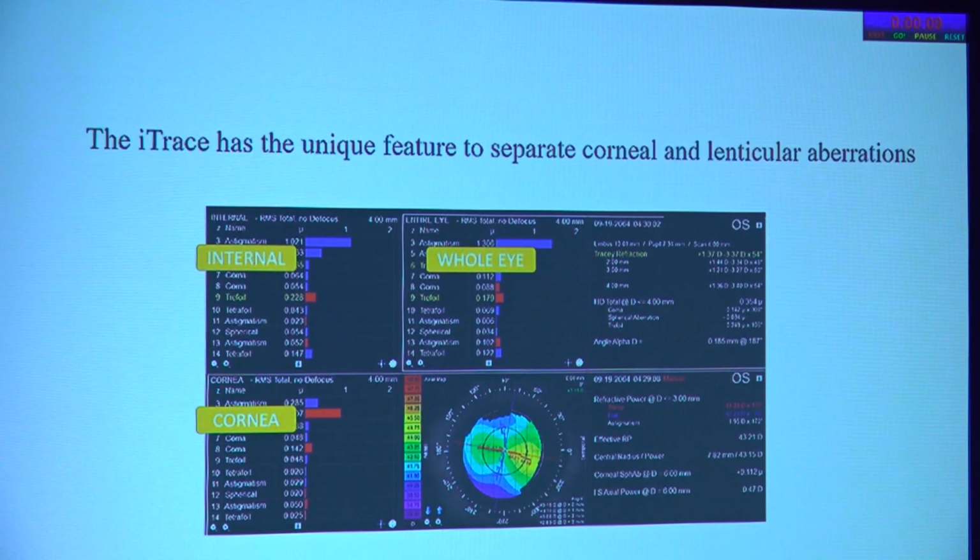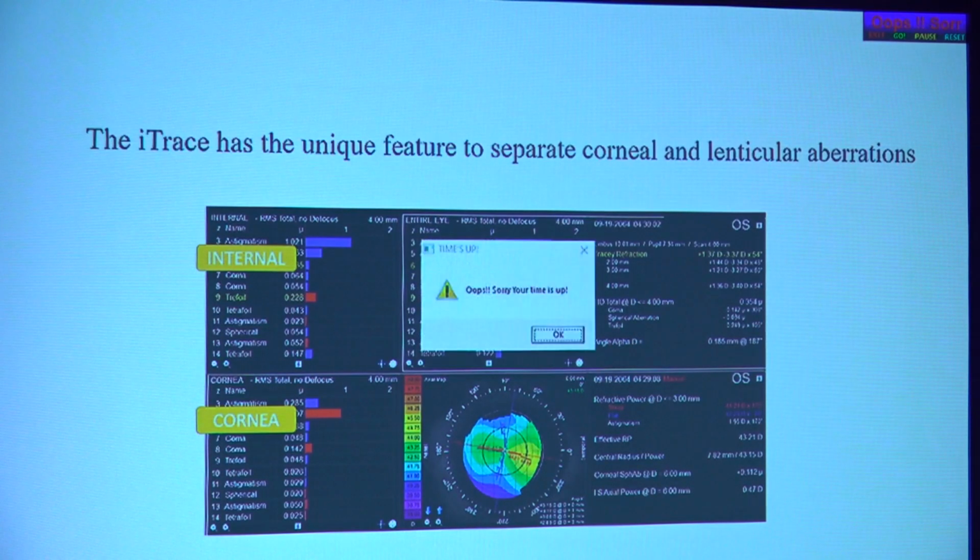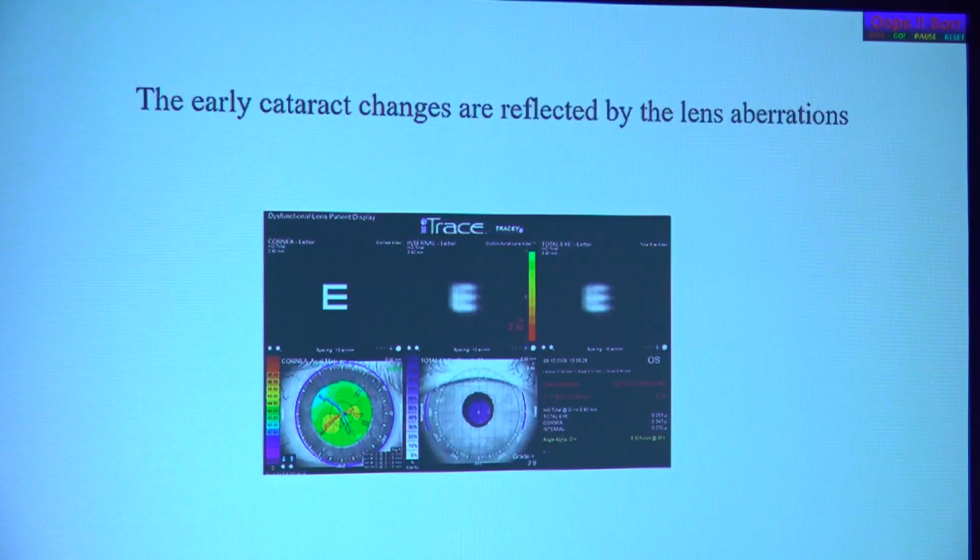So you have the whole eye's aberration and you have the corneal aberration. When you subtract the corneal aberration from the whole eye, it says whether the internal aberration is higher or not. So the origin of aberration, whether it is from the cornea or internal, can be identified and treated accordingly.